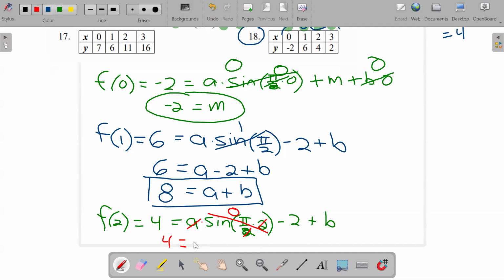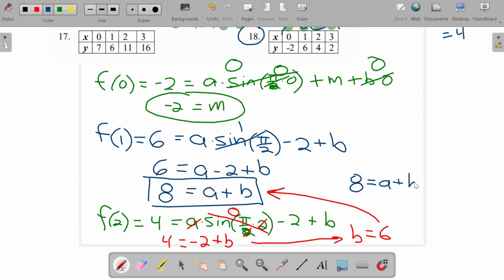4 equals -2 plus b. Adding that 2 over, we're going to get b of 6. Cool. We have b equals 6, so we can backtrack here. That's going to give us 8 equals a plus 6. Oops, 6, not b. Subtracting the 6 over, I get a is 2.